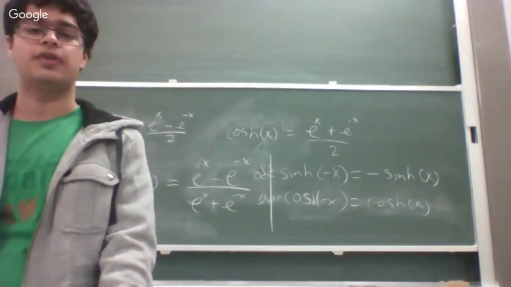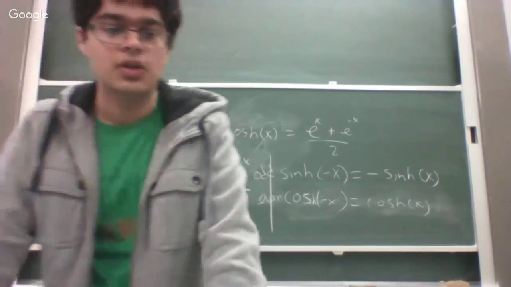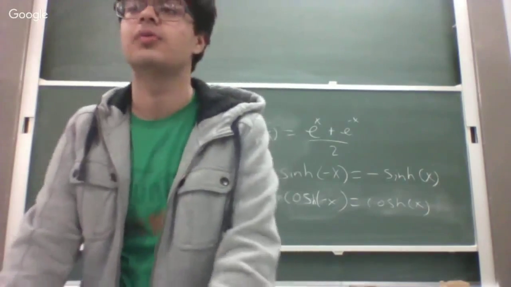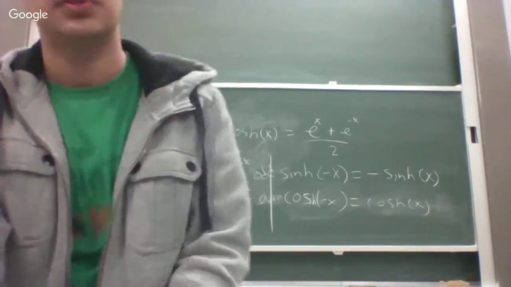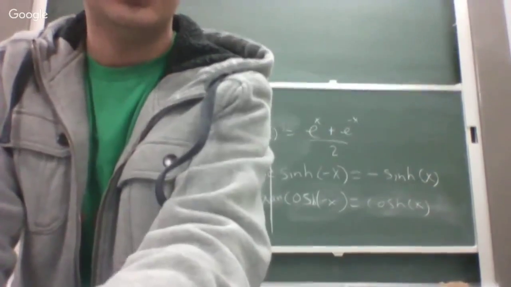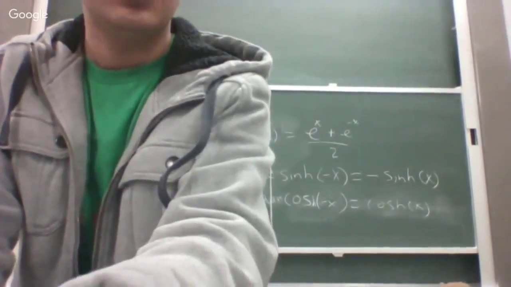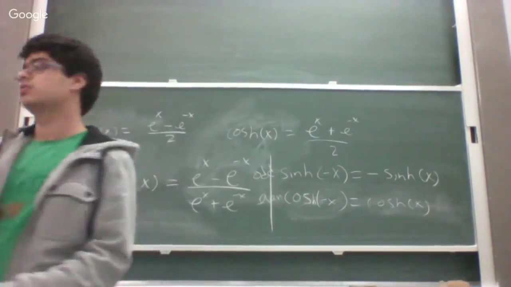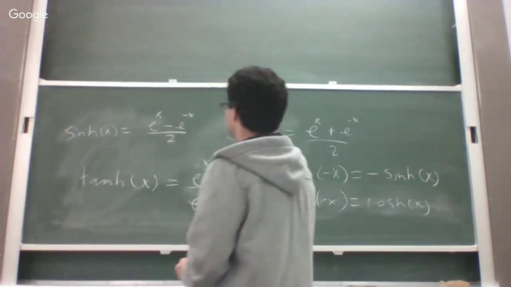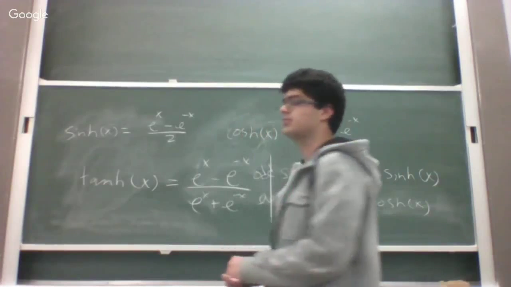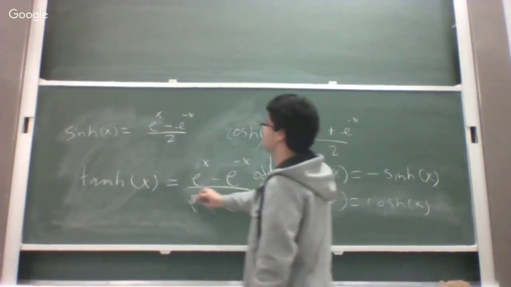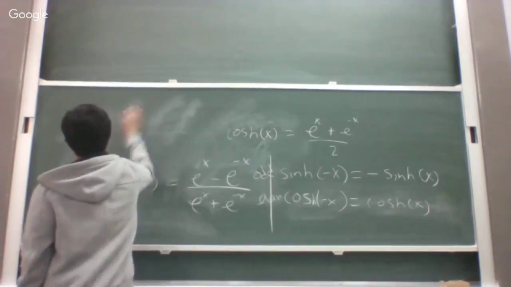And then there's a whole bunch of identities like cosh squared minus sinh squared equals 1, and those, and I'll post those on Blackboard. And you will need to know them. Cosh x plus sinh x is e to the x. I memorized it.